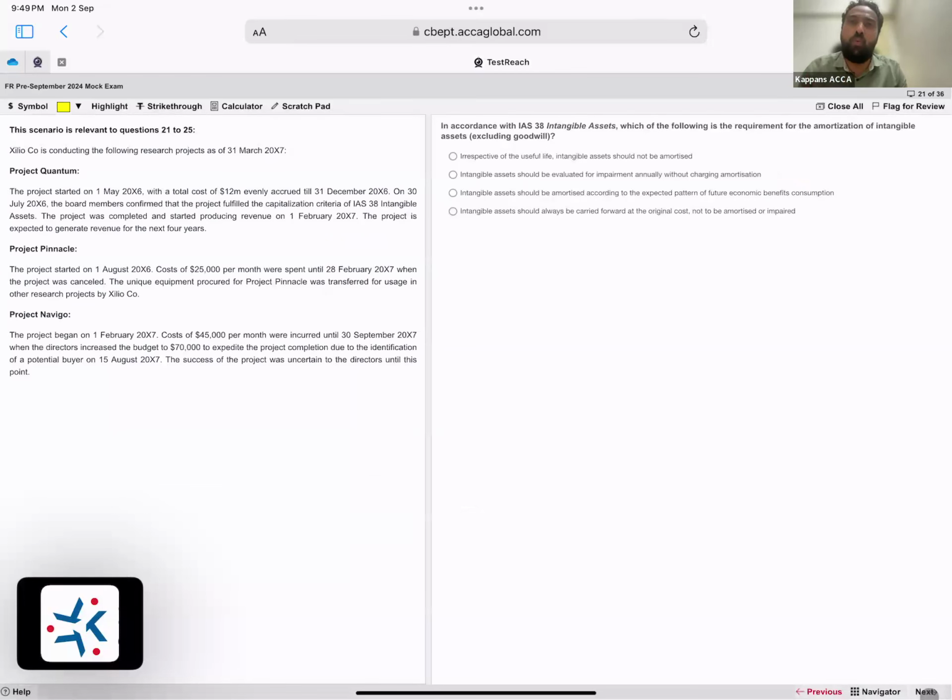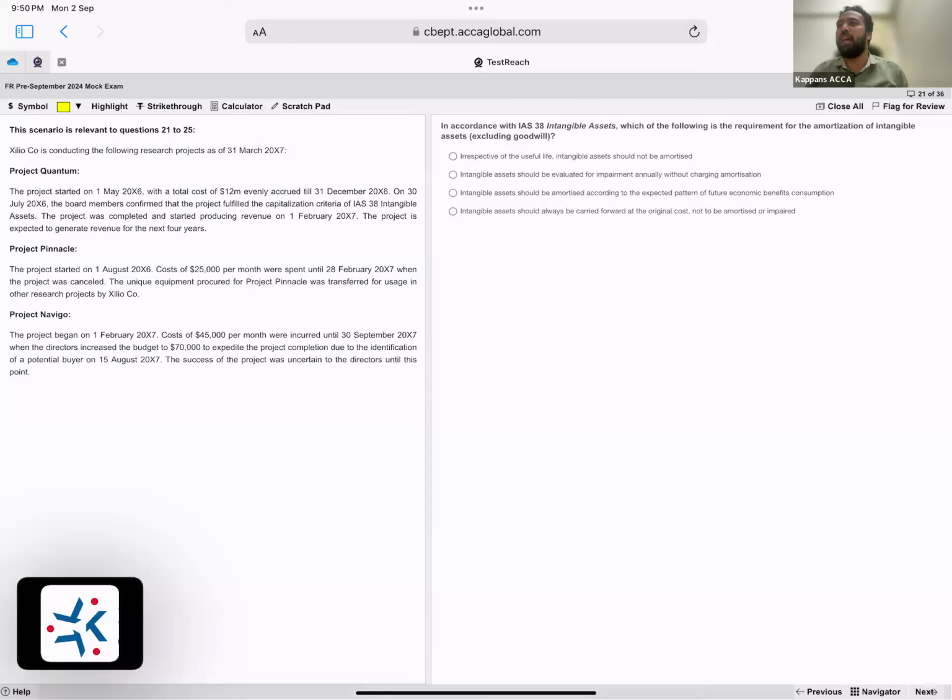Now, case number 1 over. Moving on to the second case. Now, this is an intangible asset question. So the first question is pretty much a narrative question, so we can directly read the question. In accordance with IAS 38 intangible assets, which of the following is a requirement for amortization of intangible assets excluding goodwill? So they're asking which of the following is a requirement for amortization.